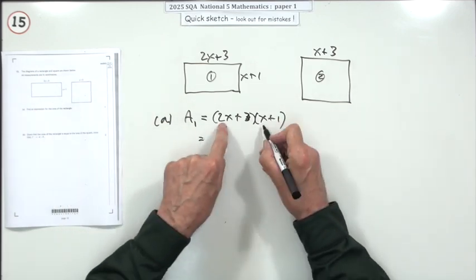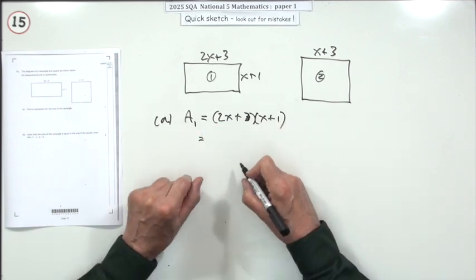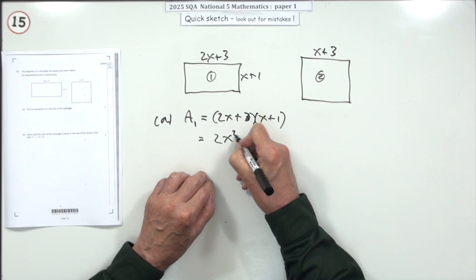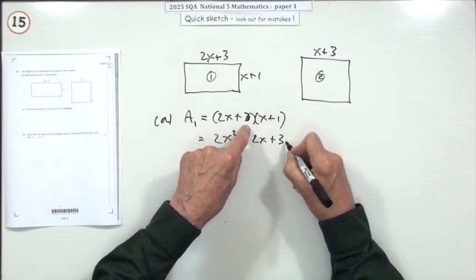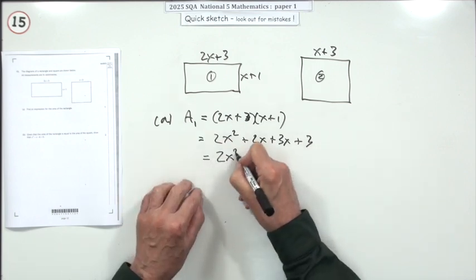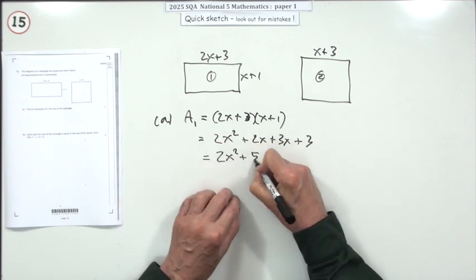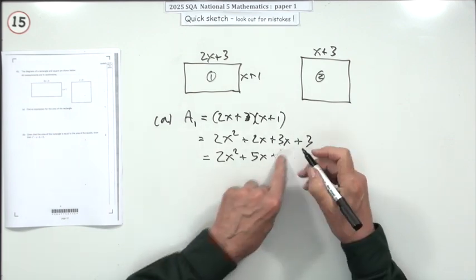Now, multiplying them out, 2x multiplies them both, 3 multiplies them both. That's why they're in brackets, queuing up there. 2x squared plus 2x. Now, 3 multiplies them both. 3x plus 3. 2x squared plus 5x plus 3. Not very nice.